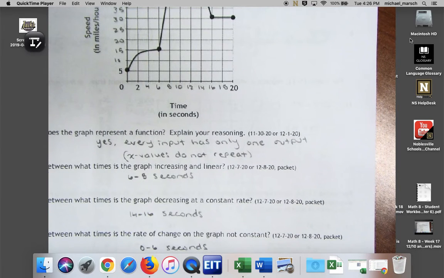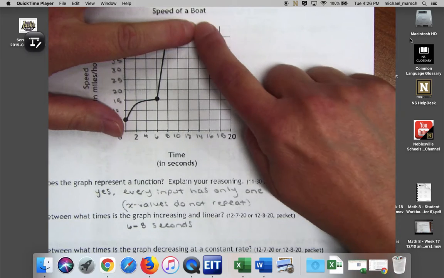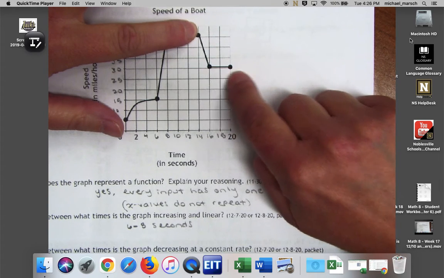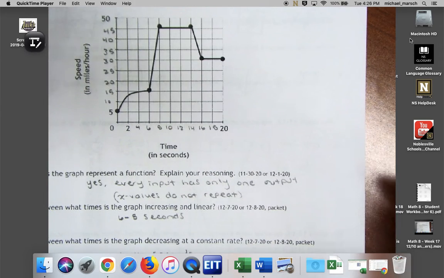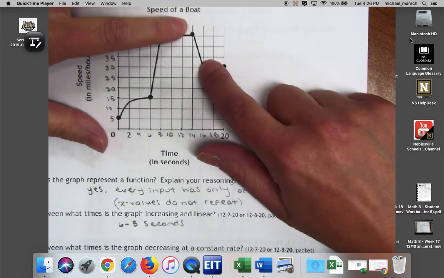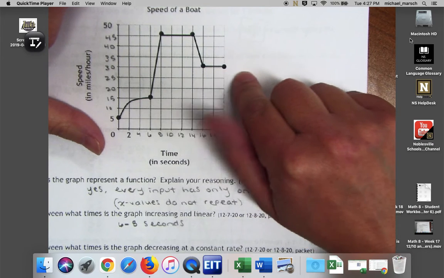Provide a possible explanation for this appearance of the graph between the 14th and 20th seconds. Okay, so I'm talking about from here to here. So what could be happening is the boat is slowing down and then stays at a constant speed, right? So maybe there was some traffic on the lake. Maybe they were slowing down, they have little kids on an inner tube in the back, and they slow down for the little kids, and then they stay at a constant speed for the little kids.